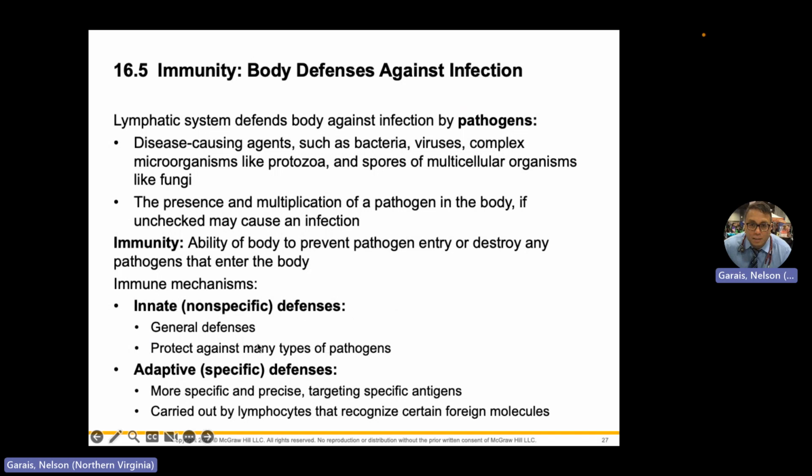Your innate are anything that's general, right? Or the things that you were born with, like your skin and your inflammatory response. Those are things that an infant has. Therefore, they're innate, they're nonspecific. The adaptive specific defenses come a little bit later, and those are your what? Memory cells, B cells, and T cells, lymphocytes. They're specific, they're precise, and they're much faster than innate nonspecific defenses.